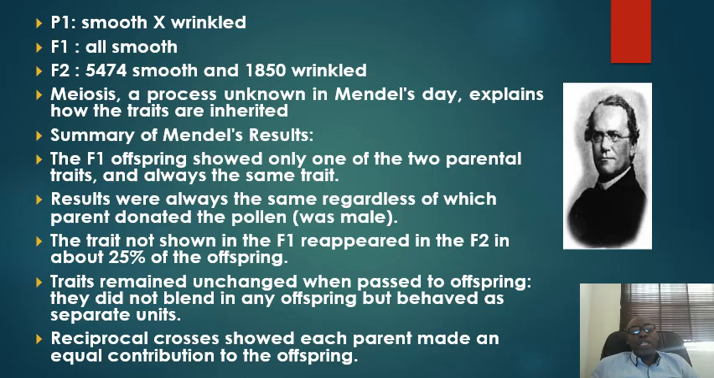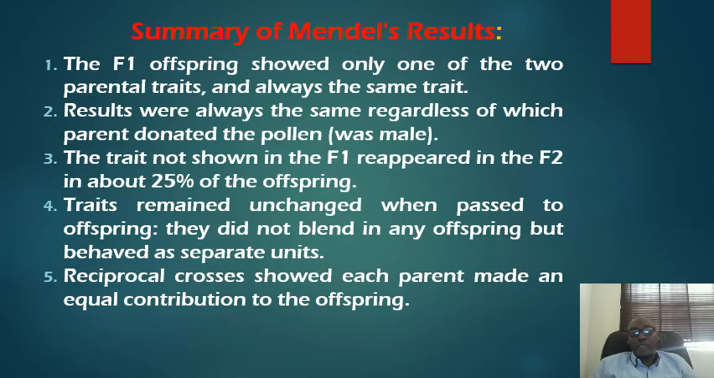Traits remained unchanged when passed to offspring. They did not blend in any offspring but behaved as separate units. So there is no blended inheritance here. When he also made reciprocal crosses, they showed that each parent made an equal contribution to the offspring, a 50-50 contribution.